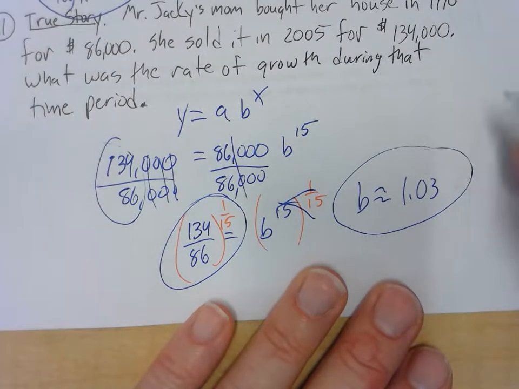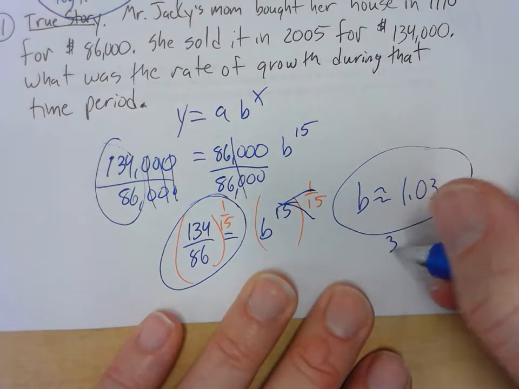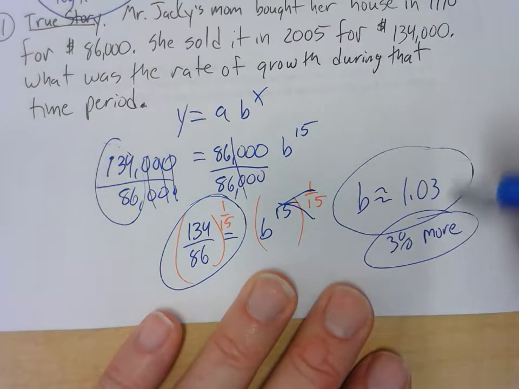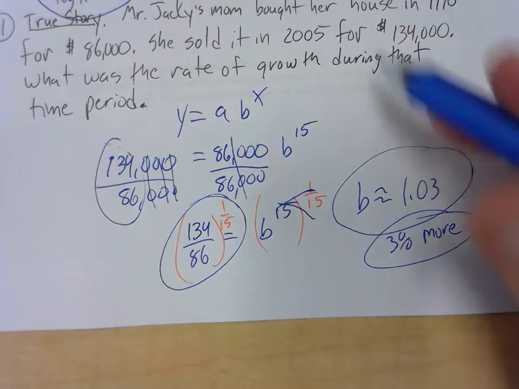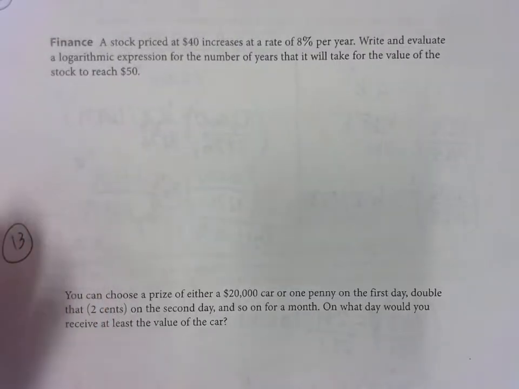So what does 1.03 mean? It means that it's 3% more per year. So that was the growth rate, 3% more each year. And that was the national average during that time. And then shortly after that, there was the whole real estate bust, and people couldn't make their payments and all that. And that was about, what, 2008, 2009.